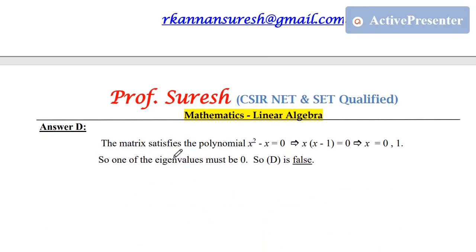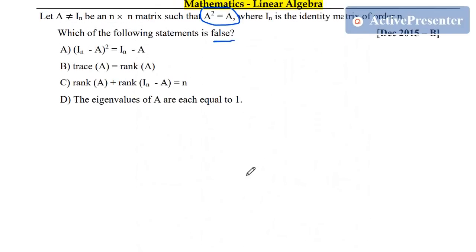It is given that A square equals A. Therefore the matrix satisfies the polynomial x square minus x equal to 0. Simplify this: x into (x minus 1) equal to 0, so x equals 0 and 1. So one of the eigenvalues must be 0. So option D is false, because in option D it is given that the eigenvalues of A are each equal to 1. This is a part B question, so only one answer. So this statement is false.